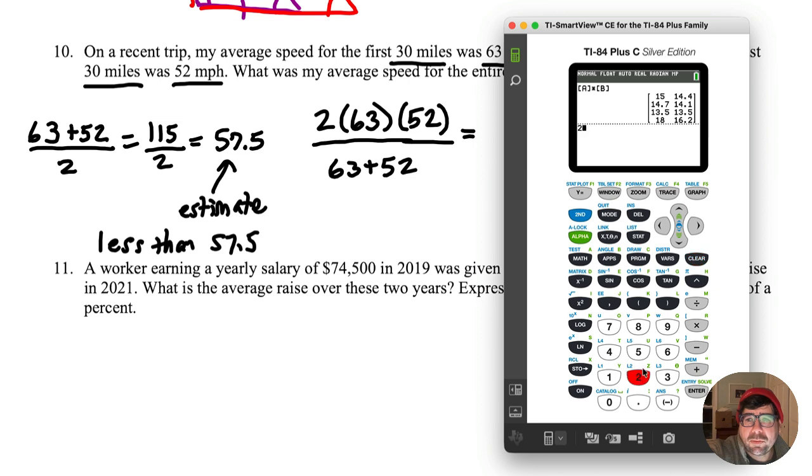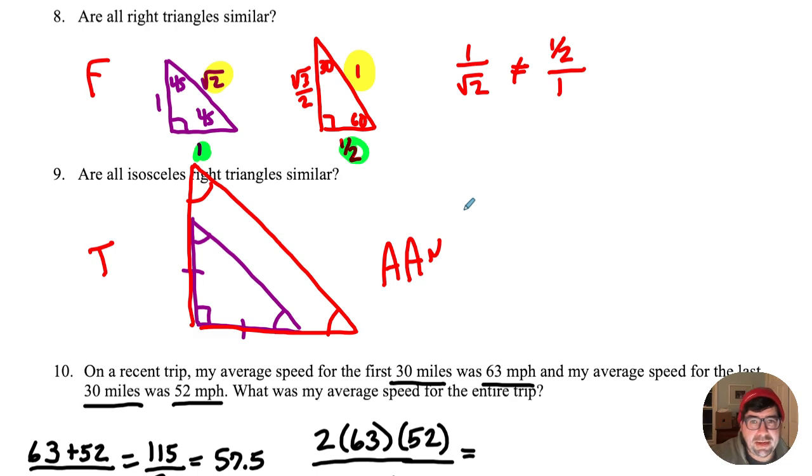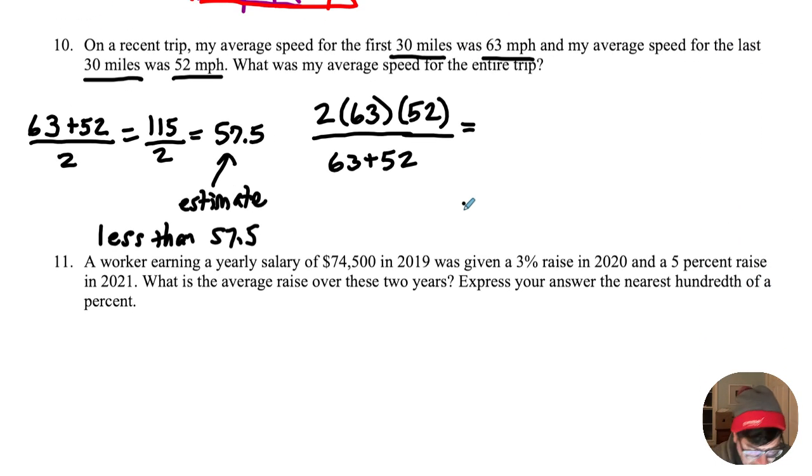So we'll do twice 63 times 52. And then this is where you want to divide with parentheses. And if you didn't, we'll do that in a second. You'll see how it's pretty far off from the answer we would expect. So you got 56.97. So 56.97, you can see it's pretty close. And it depends how much you would be asked to round here. 56.97 is pretty close to our estimate, so it seems reasonable.